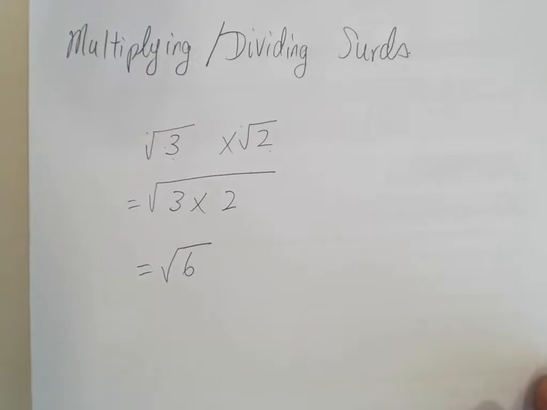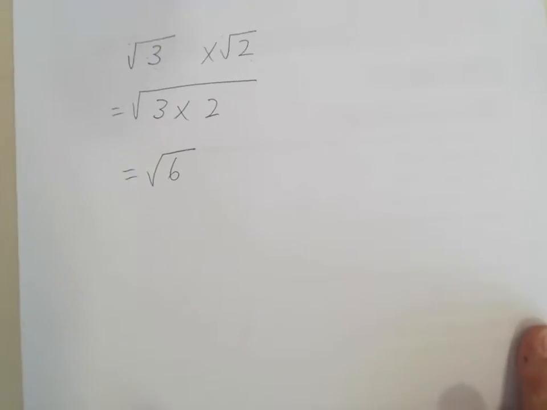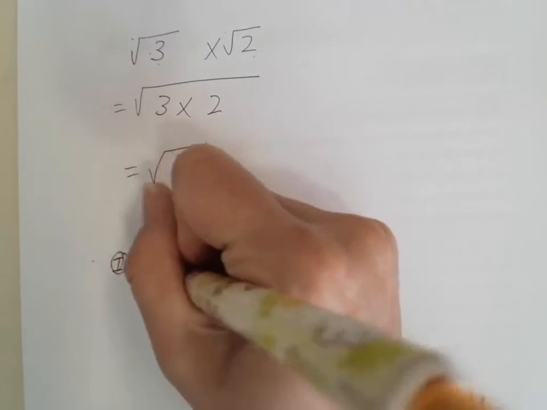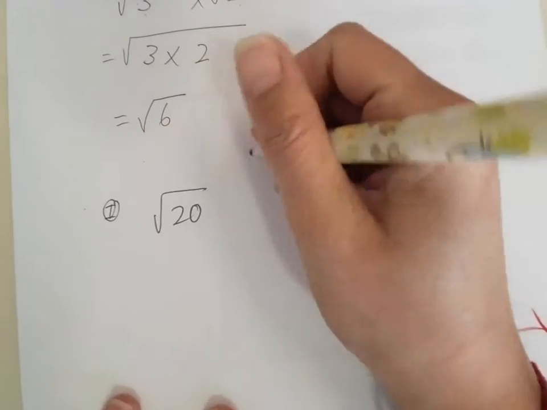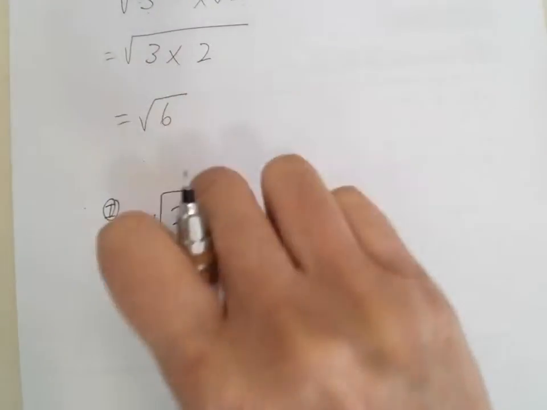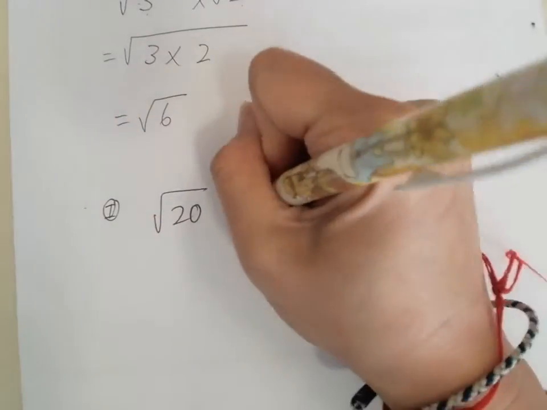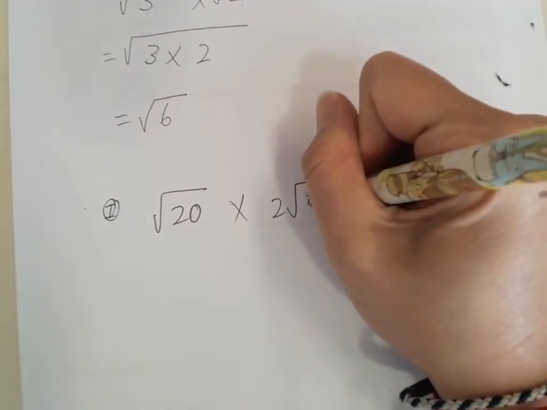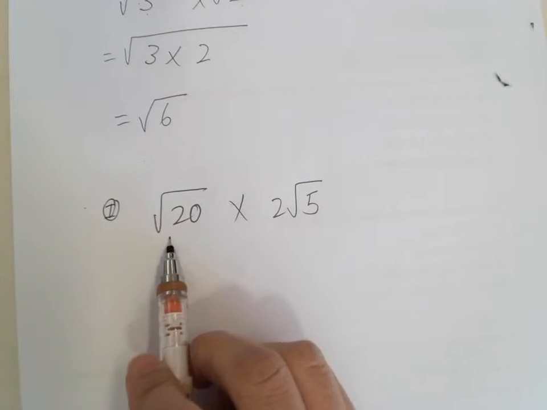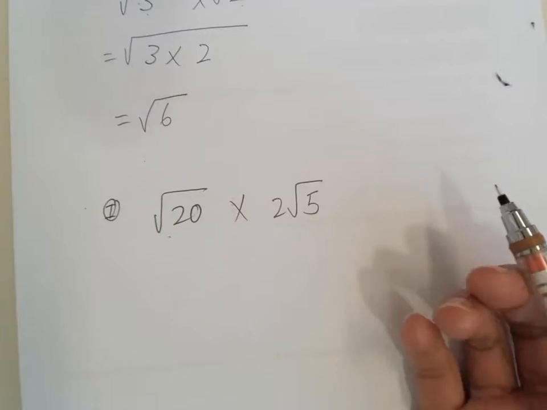It's not hard enough. But the question we give you will be something more horrible and annoying, because that's what maths do. So we will have something like this. We will have square root 20 multiplied by 2 square root 5.